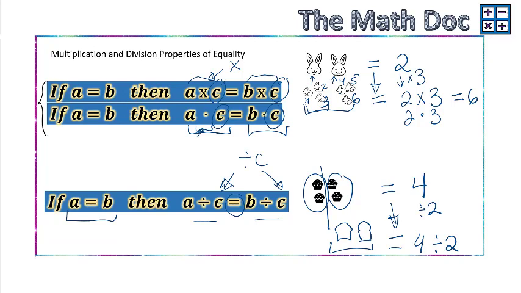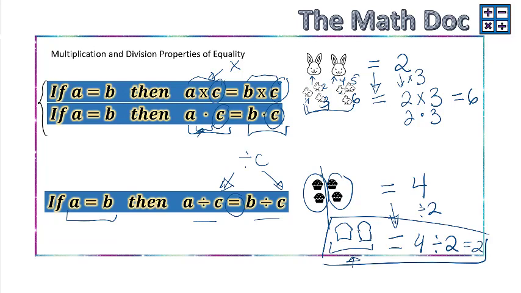So we have 2 cupcakes now on the left, right, because we divided by 2, equals 4 divided by 2, which is just 2. So again, we got the correct answer here by using this property, the property of division.